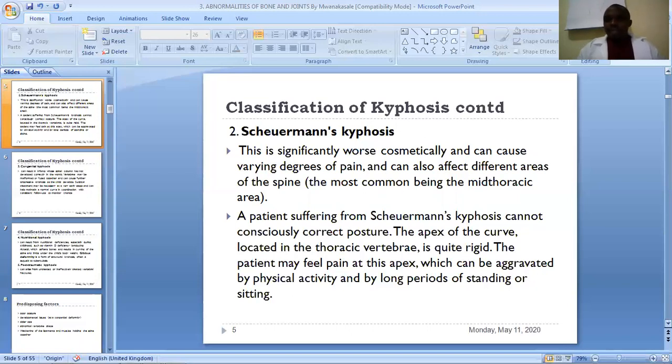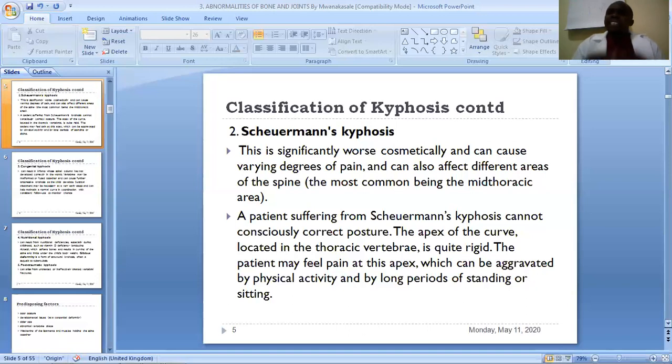Now, when you talk about Scheuermann's disease, you are simply talking about a self-limiting skeletal disorder where there is an enlarged posterior portion of the vertebrae, leading to its herniation or slight displacement from the original position.